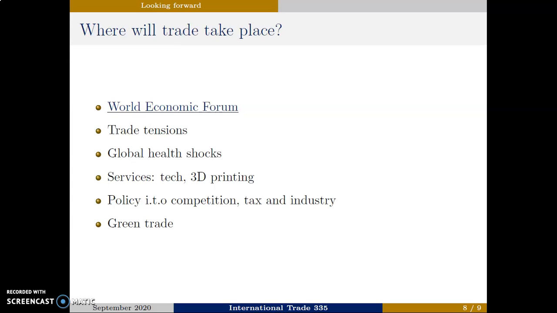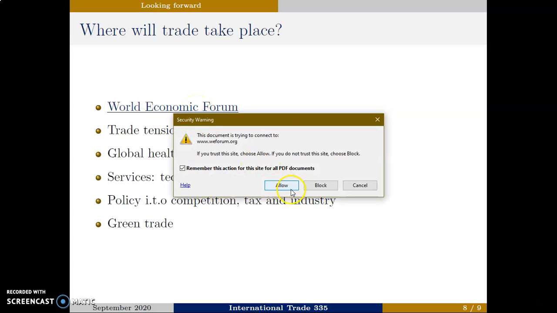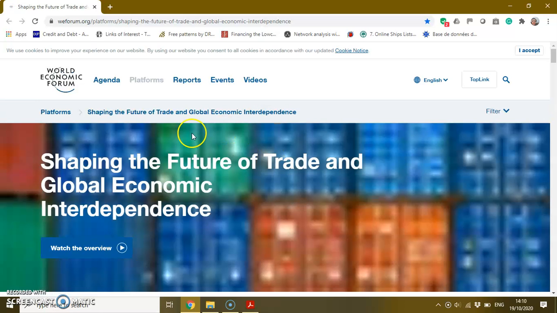Finally, we will look at the important areas of trade in the future. Some of these you will have guessed by now and with the knowledge you gained through the course. We use the World Economic Forum's website for this. You can click on the link here or go to the website as in the notes. If you click on the link, it will take you to this website.